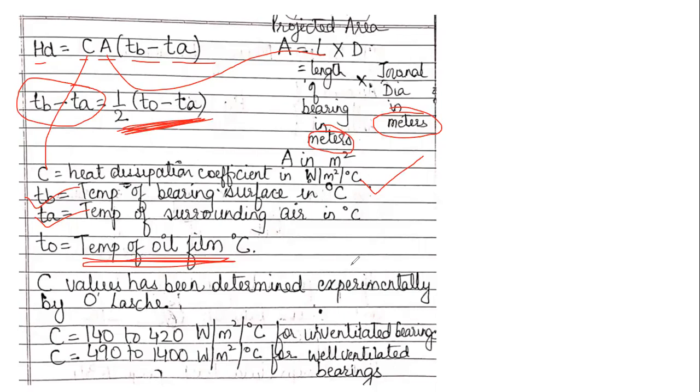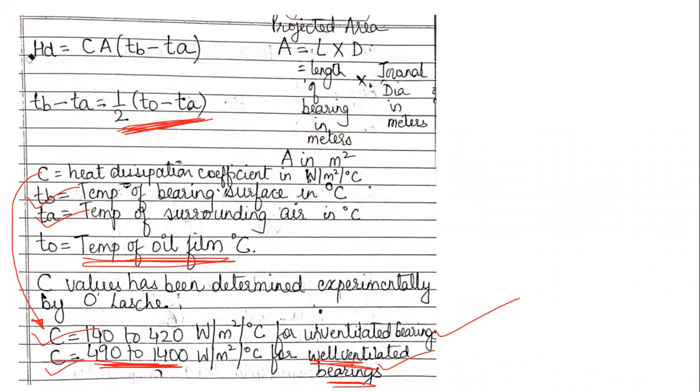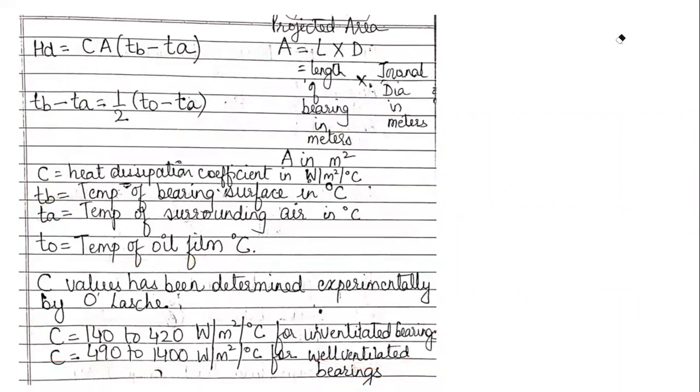So C values have been determined experimentally by Lasche as 140 to 420 for unventilated bearings and 490 to 1400 for well ventilated bearings. So if the C value is not given, you'll have to select from this range. If the range is also not given, you'll always select well ventilated bearings and select the value of C in between this range. So this was our step to find out the heat dissipation coefficient.